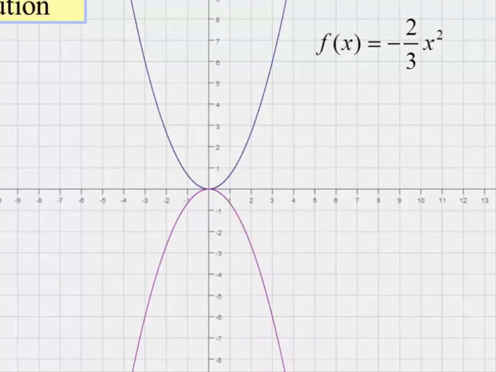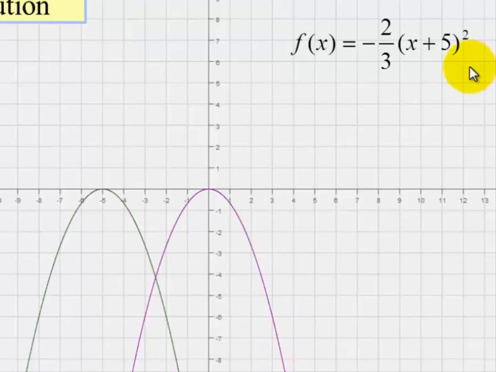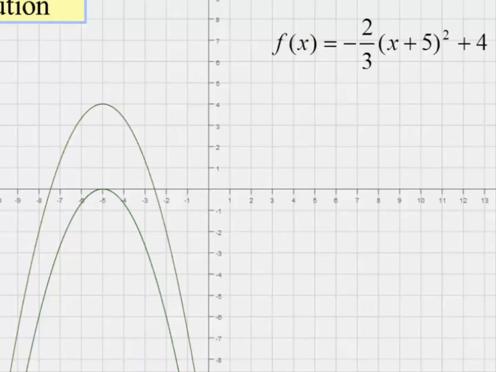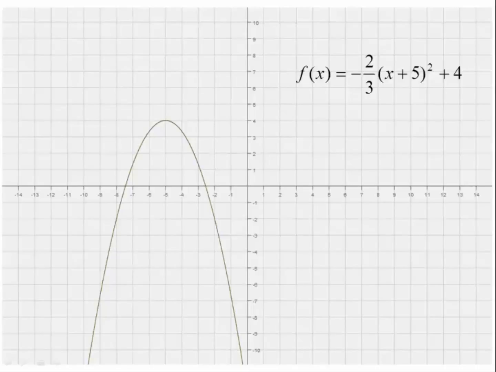Next is h. Since h is a negative 5, we translate 5 units to the left. And last is the value of k, which is a positive 4. So we take this parabola and we move it 4 units up. And we have our graph.